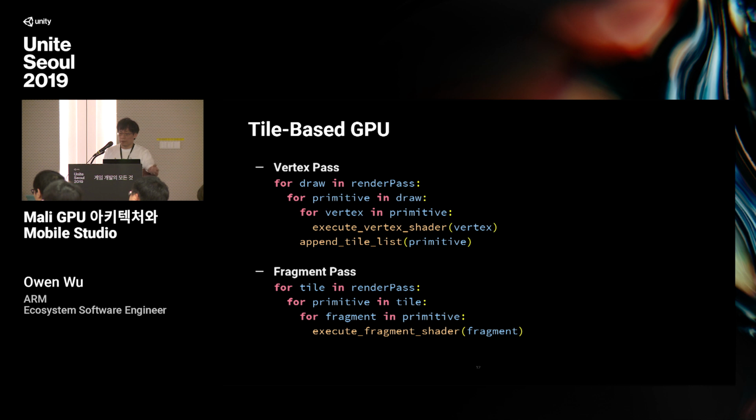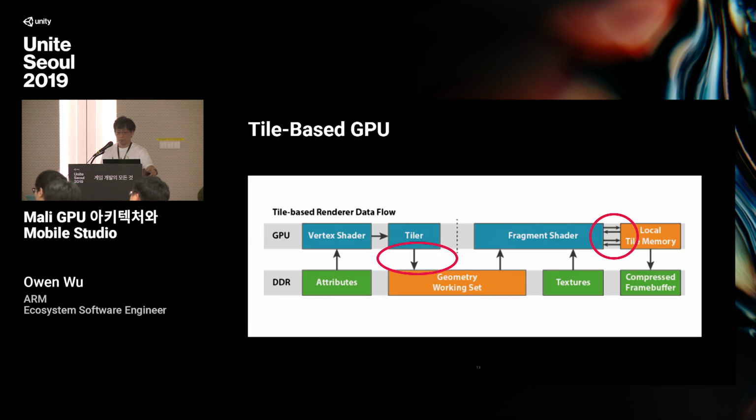So that is the pseudocode for tile-based rendering. The GPU will execute the vertex pass first for all primitives in one render pass, and finally generate a tile list. Then the GPU will execute the fragment pass for each render pass, tile by tile. And this picture shows the pipeline of tile-based rendering mode.